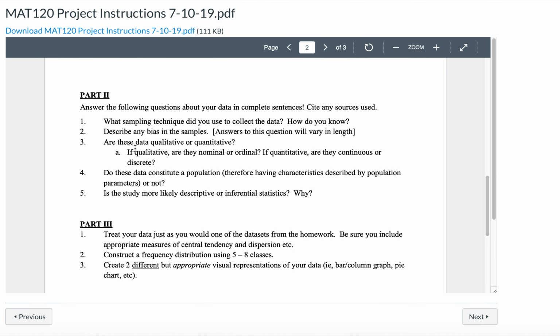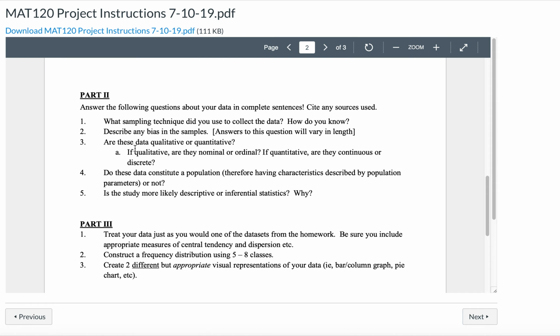You're going to tell me, what is the sampling technique that you used to collect the data? You did that in your project planning worksheet. How do you know? When I say how do you know, I'm talking about that citation you had to provide in that project planning worksheet. Hopefully we've all completed the reboot, so you should know 100% if you've got that. Then you have to describe the bias. This is a new question.